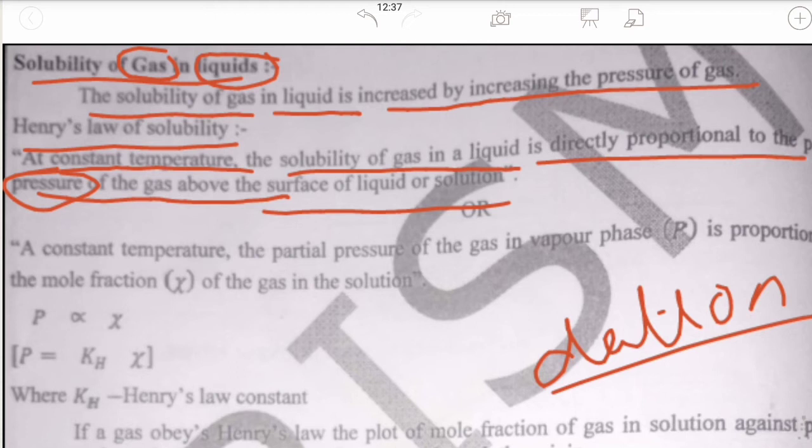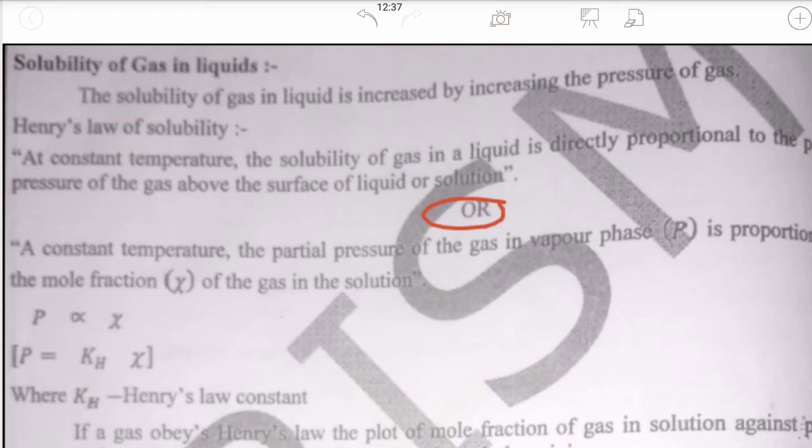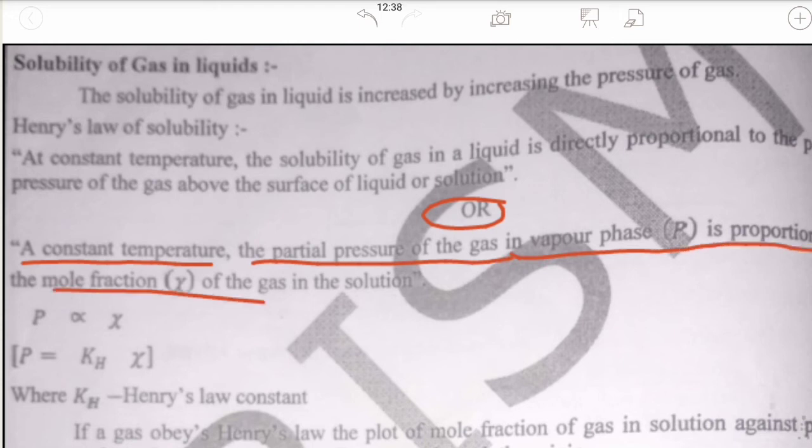That is, at a constant temperature, the solubility of a gas in a liquid is directly proportional to the partial pressure of the gas on the surface of the liquid or solution. Henry's law of solubility has another statement which is also the same: at a constant temperature, the partial pressure of the gas, or the vapor pressure, is proportional to the mole fraction of the gas in the solution. It is directly proportional to the mole fraction.